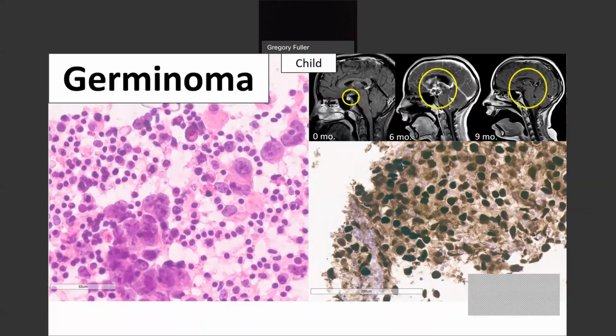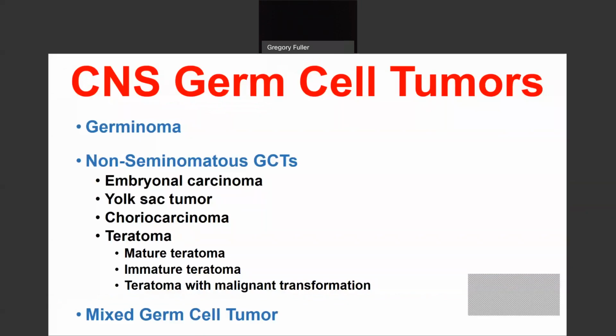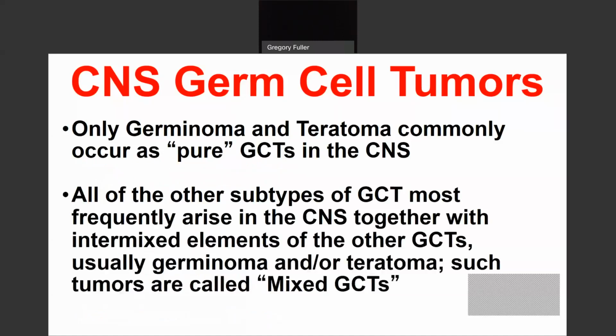Okay, very quickly, germinoma, CNS germ cell tumors, 3 big categories: germinoma and non-germinomatous germ cell tumors, embryonal carcinoma, yolk sac, choriocarcinoma, teratoma. Teratoma we can subdivide into mature, immature, teratoma with malignant transformation, and mixed germ cell tumor. These are the 3 big categories, all right? Only germinoma and teratoma are very common as pure germ cell tumors. All of the other subtypes, yolk sac, chorio, etc., commonly arise together with other elements, and the 2 most common elements for those to mix with are going to be germinoma and or teratoma, and then we call it mixed germ cell tumor.